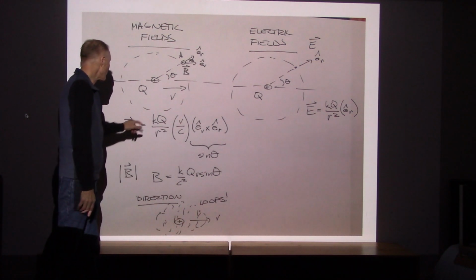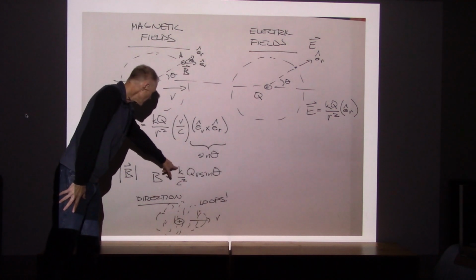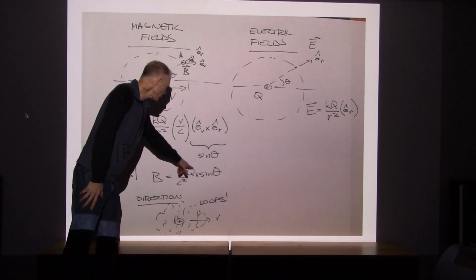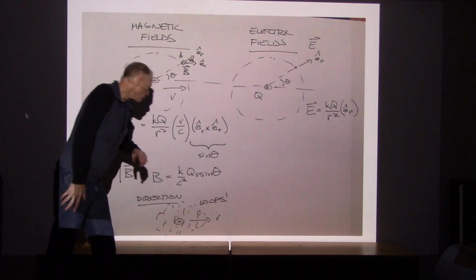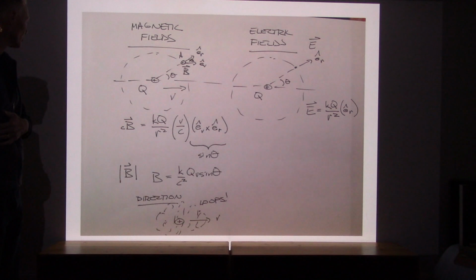So what we do have though is the k over c. There's a second factor of c from here. That becomes k over c squared. Factor of q, factor of v, factor of sine theta, and that invisible factor of r squared that's underneath there. So make sure you get that written down.